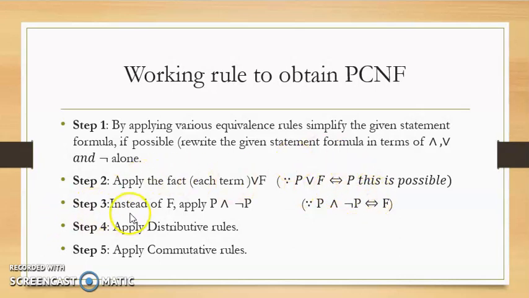Then in step 3, instead of F, we have to apply P and not P, which is equivalent to F. So in step 4, apply distributive rules, and in step 5, apply commutative rules and bring the criteria of a PCNF formula, which should have the product of max terms.